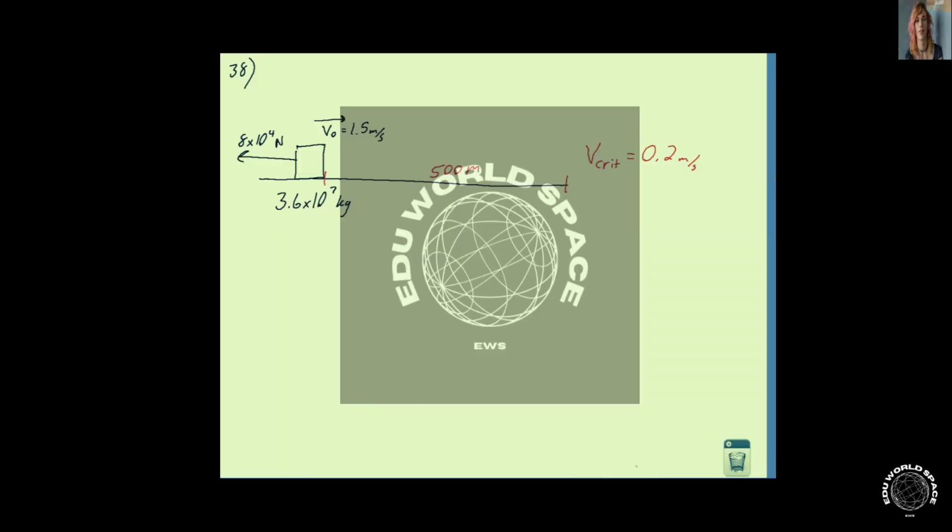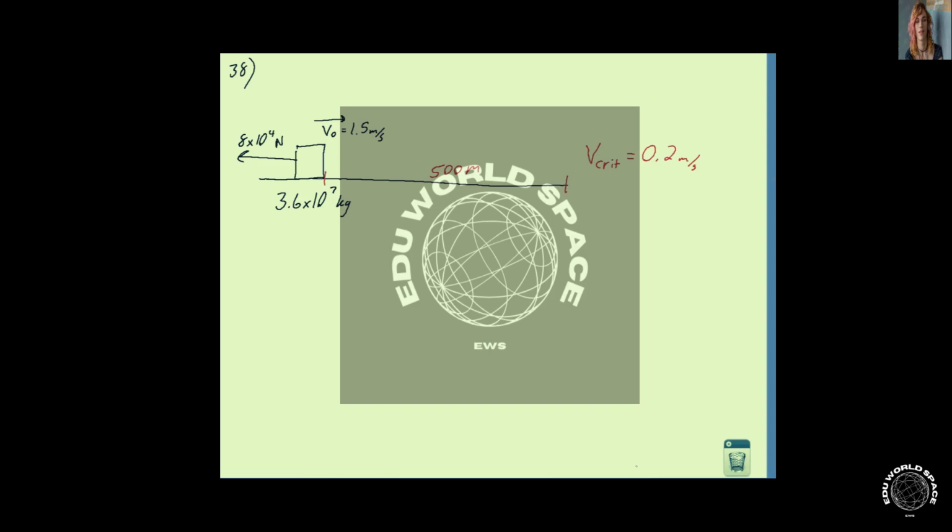Okay, Chapter 4, problem number 38. We have an oil tanker in trouble. It's 500 meters from the reef, and it's moving at 1.5 meters per second. The engines are able to apply 8 times 10 to the fourth newtons of force in the opposite direction of its original 1.5 meters per second. Question is, does it hit the reef?